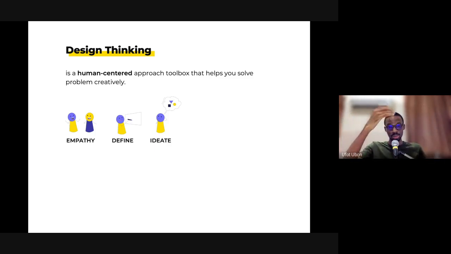This is your brainstorming stage. This is where you sit down and think, okay, let's fix this. And the fourth stage is prototyping. Prototyping is when you make these ideas realistic. It's near to the finished product, but not necessarily the finished product because it's still in process. You have to give users something they can work with.